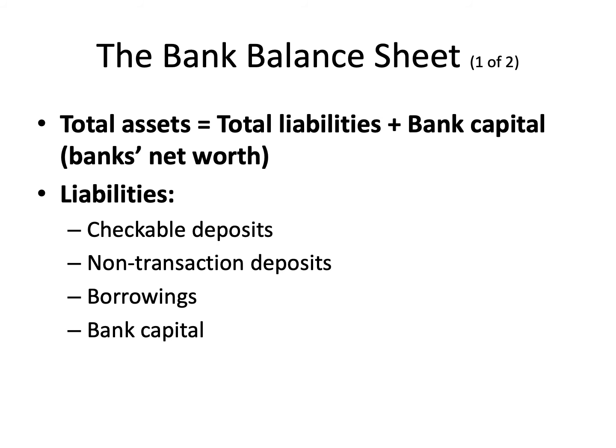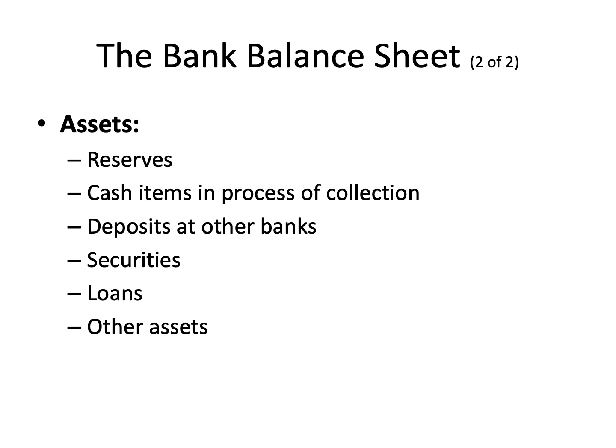Let's look at a bank balance sheet. So what does a bank balance sheet look like? Total assets equal total liabilities plus the bank capital, which is the bank's net worth. What are banks' liabilities? Checkable deposits, non-transaction deposits, any borrowings the bank makes, and the bank capital or equity. What are the bank's assets? Its reserves, cash items in process of collection, deposits at other banks, securities, loans, and other assets.